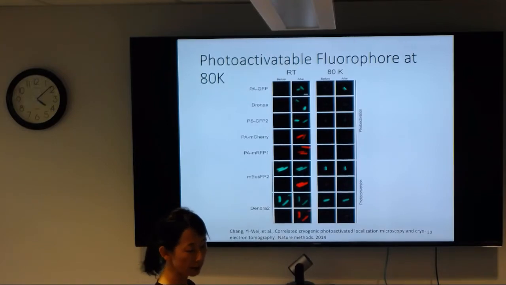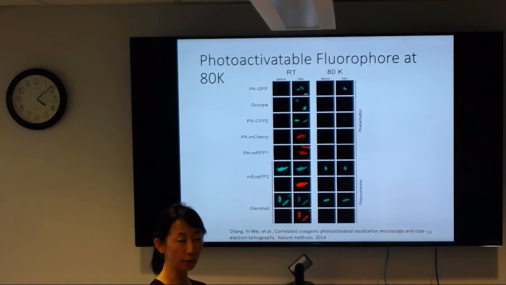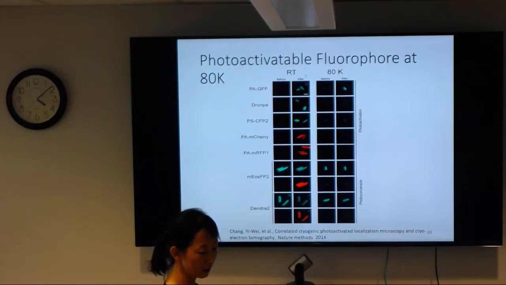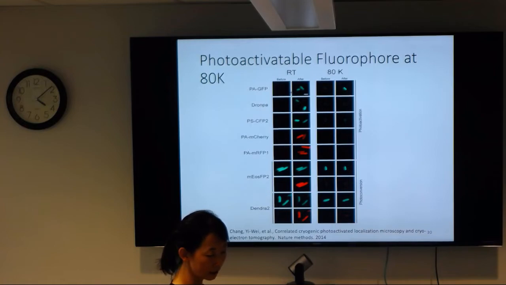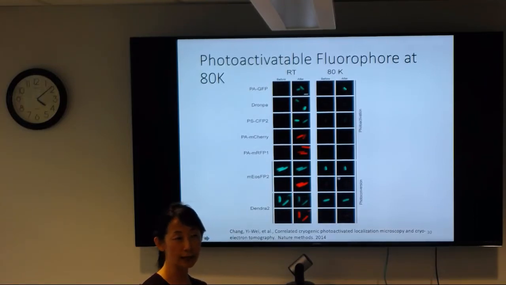So you want to see no signal before the laser activation. You want to make sure your laser can photoactivate it, and then make sure before and after are clearly different. In room temperature, it seems to be okay. You have many targets, potential proteins you can use. But look at liquid nitrogen temperature. Either they don't have a lot of activation, or they're always very bright, not photoactivable.